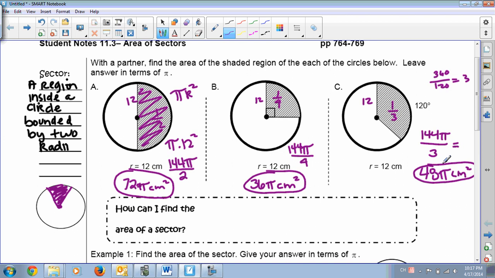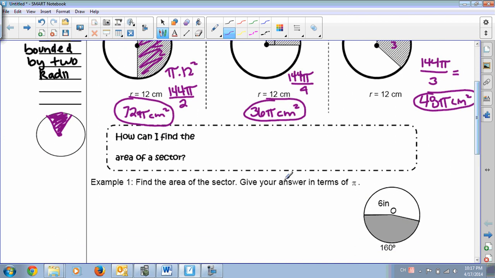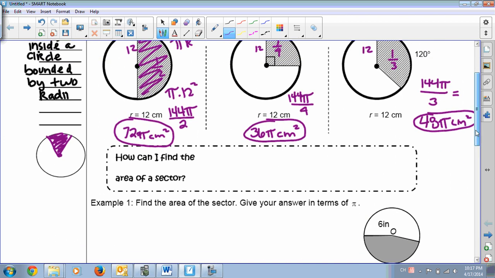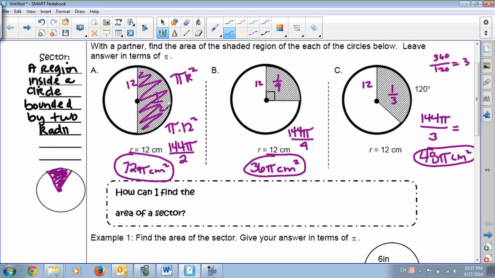Okay, so what did we learn from this? How can we actually find the area of a sector if it's not just a pretty fraction, like a half of something, a fourth of something, a third of something? Well, we set up a proportion. It's really actually super easy. What we did here is we found out that 120 degrees is 1/3 of 360. 90 degrees is a fourth of 360. 180 degrees is half of 360.